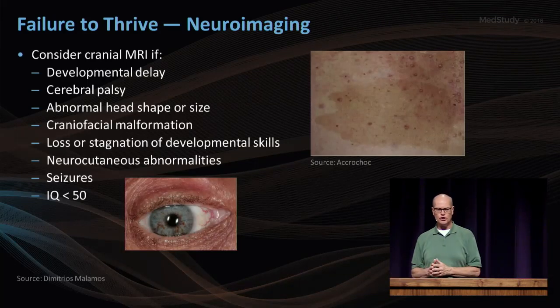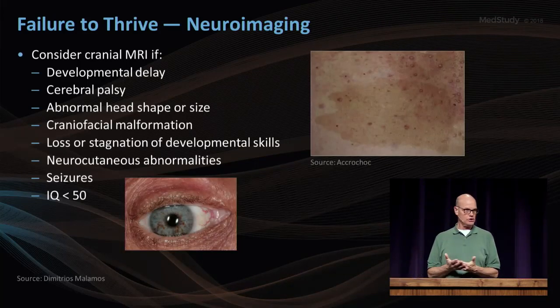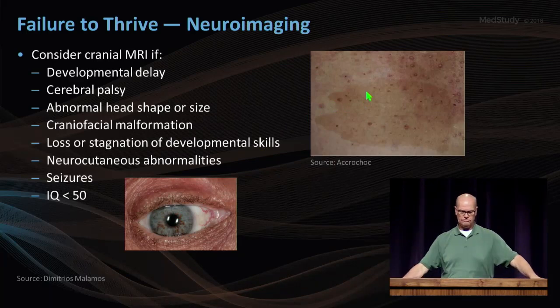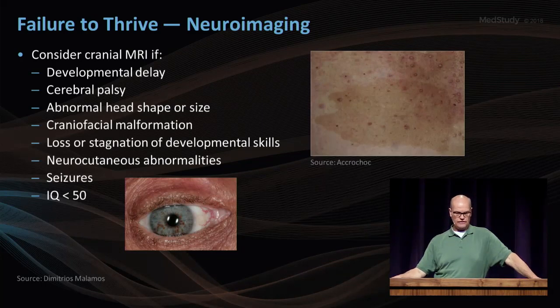Now, should you ever neuroimage? Yes, but it's going to be rare. We've been through the various neurocutaneous syndromes. There's the Lisch nodules and the cafe au lait spots with NF1. If there's a developmental delay, craniofacial malformations, et cetera, then yes, neuroimaging should be ordered. Okay?